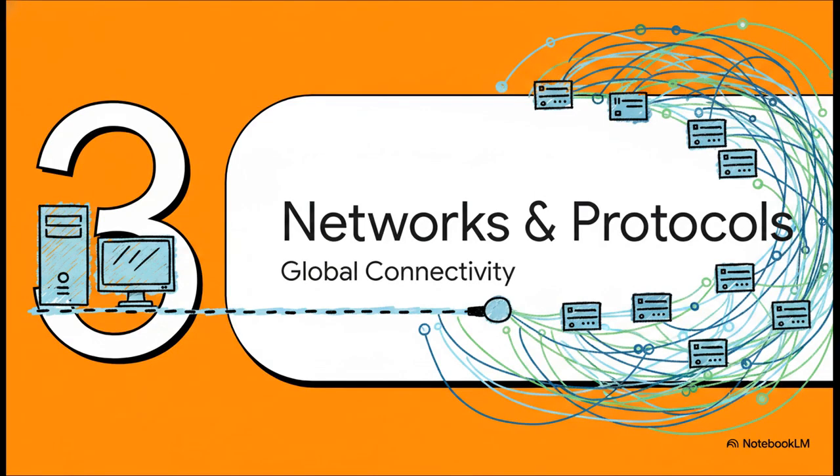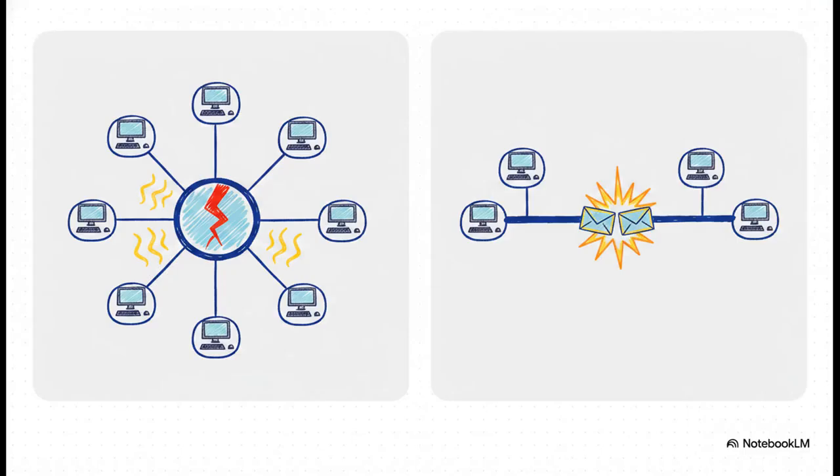Next up, Section 3, Networks and Protocols, Global Connectivity. When you're arranging a network, a star topology connects everything to one central hub. It's incredibly scalable and super easy to plug new devices into. But if that center node fails, the whole network dies instantly.